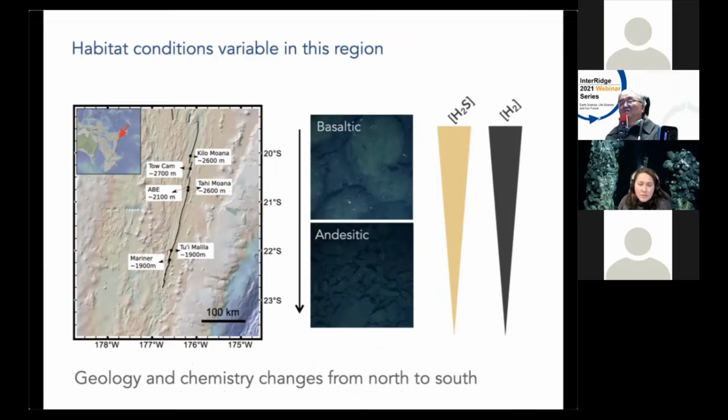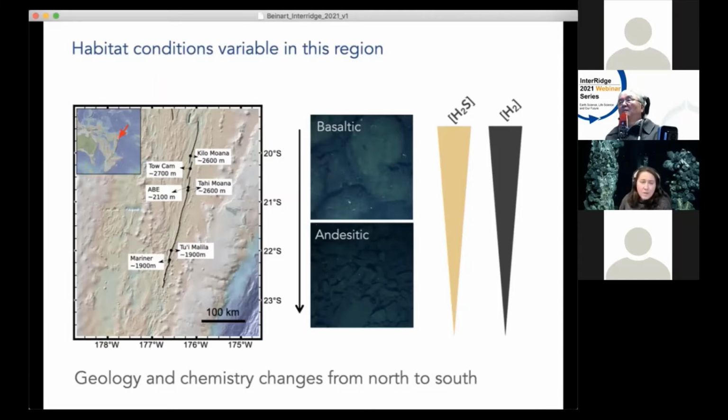And this is also a great place to study the effect of environment on symbiont composition, because this is an area where we see habitat conditions that vary within the region. So for example, if we look at the Eastern Lau Spreading Center, which runs sort of north to south here with a number of sites distributed along that, we see a large change in geology from basaltic to andesitic hosted vents from north to south. And this corresponds to a change in the fluid chemistry, where you have higher concentrations of hydrogen sulfide and hydrogen in the north and lower concentrations of these two things in the south. So this is a great place to look for the effect of environment on symbiont population.